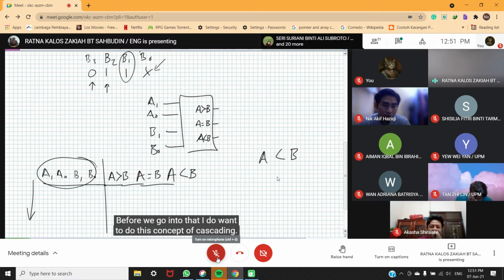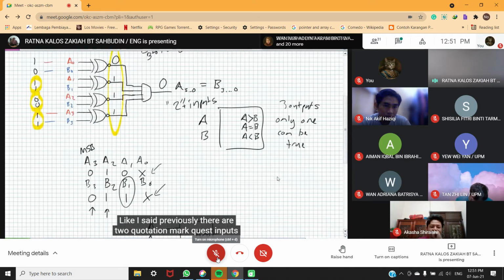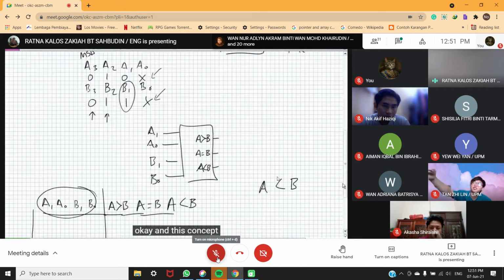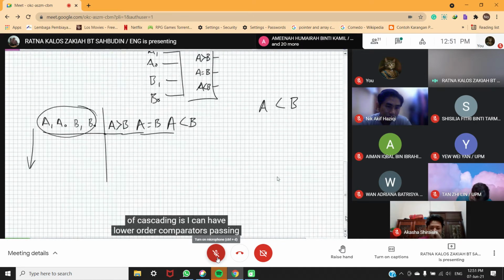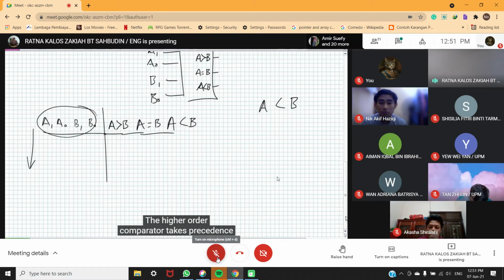Before we go into that, I do want to cover this concept of cascading. Like I said previously, there are 2 plus inputs. This concept of cascading is that I can have lower order comparators passing information up to the next higher order comparator. The higher order comparator takes precedence, but if there's an equality shown in that higher order comparator, it's got to take information from the lower. So what I'm going to do is just draw a simple diagram of what I'm talking about here.